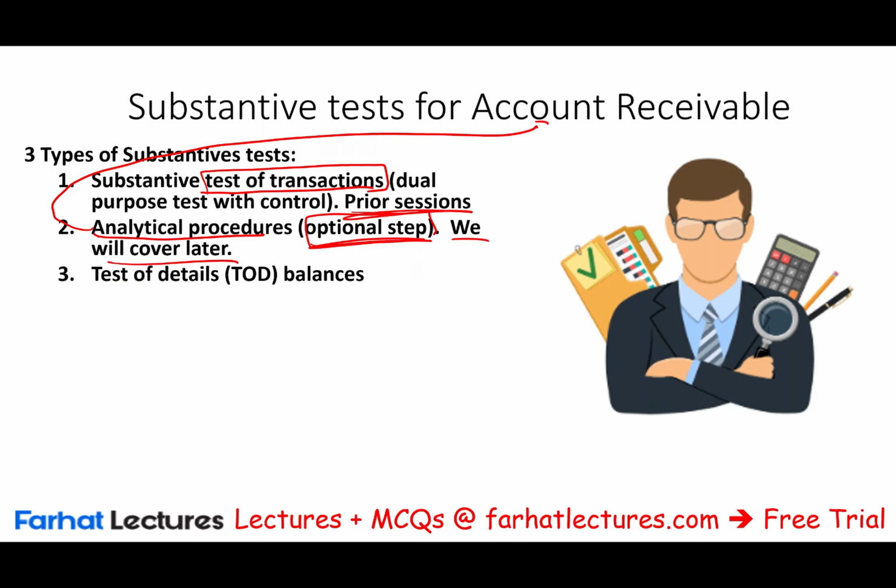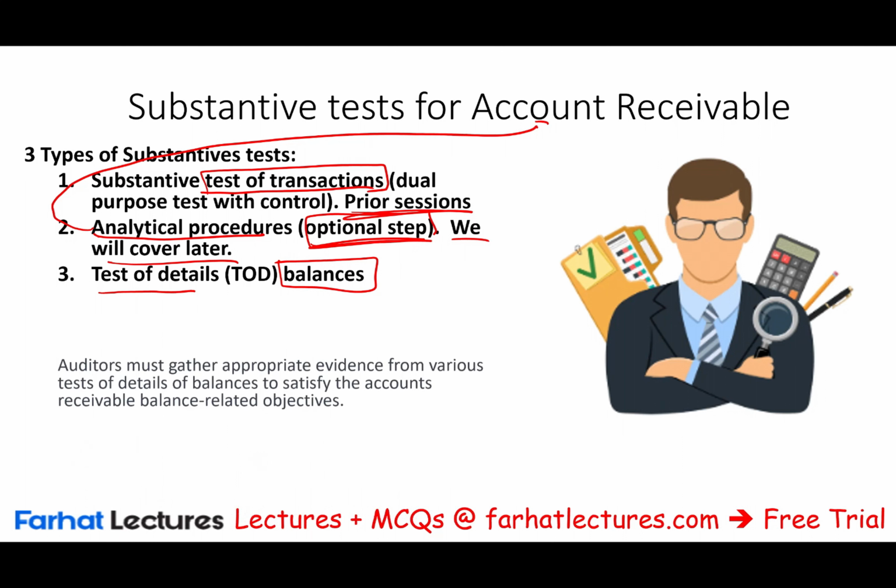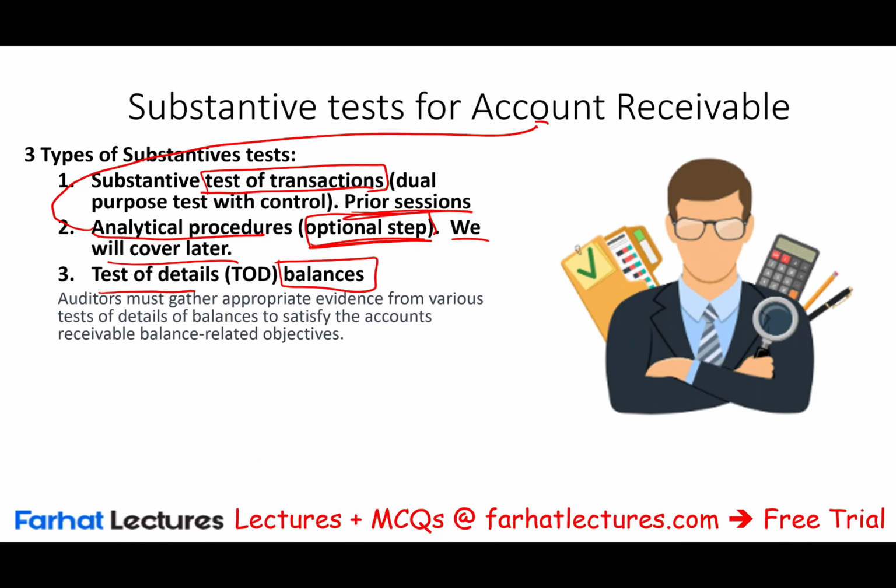The third way to do so is to test of detailed balances, and this is what we'll focus on in this session. We're looking at the account receivable balances, and we are testing for details. So we must gather appropriate evidence from various balances, specifically the receivable, to satisfy the account receivable related objectives. Now, what are the account receivable related objectives as far as we are concerned? What are the assertions? Existence, completeness, valuation, allocation and accuracy, classification, rights, presentation.